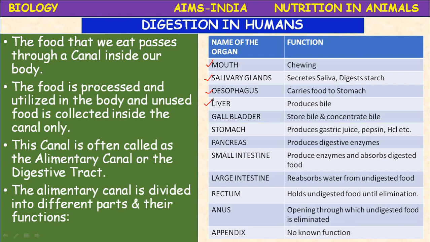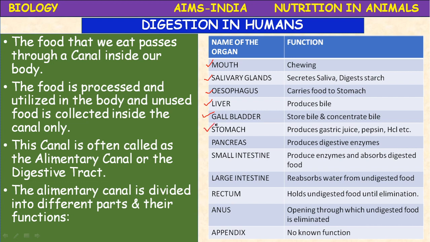The next, gall bladder. The gall bladder is attached to the liver. The main function of the gall bladder is to store the bile. It is a bag-like or sac-like structure which helps in the concentration of bile. Concentration of bile means the bile contains some water, so that excess water is absorbed in the gall bladder, and the bile juice gets concentrated and stored temporarily in the gall bladder. Next, stomach.